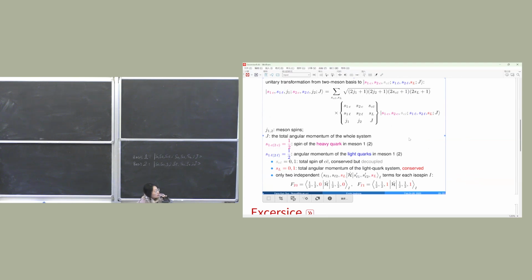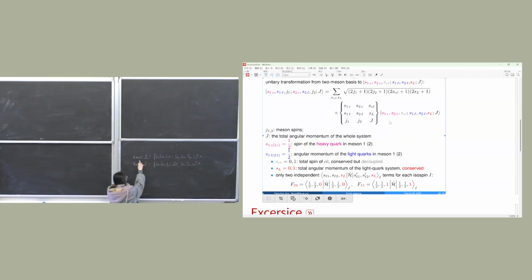In order to represent a specific HH bar system, there are 2 kinds of bases to represent. One is to use this basis, and the other is to use this basis. For convenience, I put these 2 bases here, basis 1 and basis 2. These 2 bases correspond to 2 kinds of couplings.